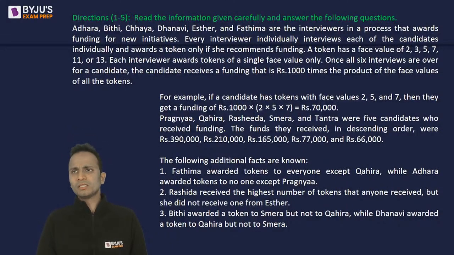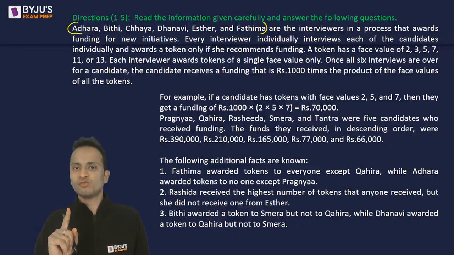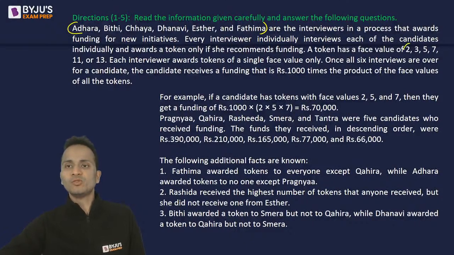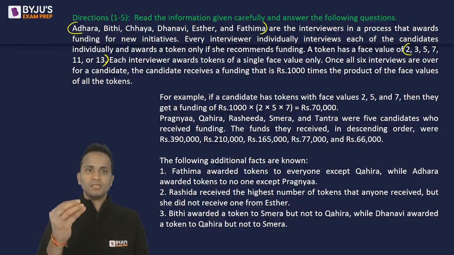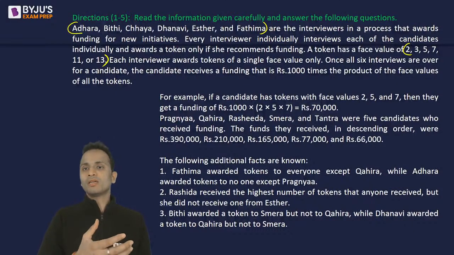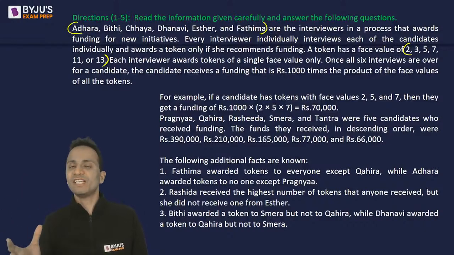Now, what is required in this question? What do we have to do? First of all, we have to find out among these interviewers A, B, C, D, E, F, each of them awarded the token of a single face value. These face values are 2, 3, 5, 7, 11, and 13. So one thing that we'll have to determine is which interviewer has awarded a token of what face value.